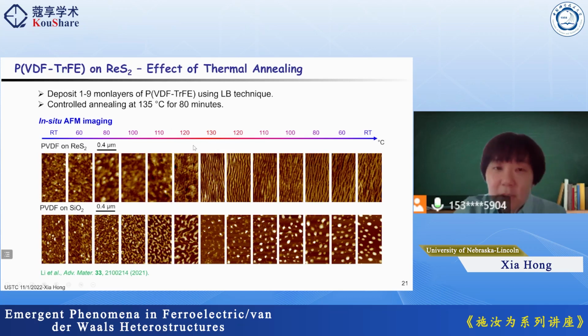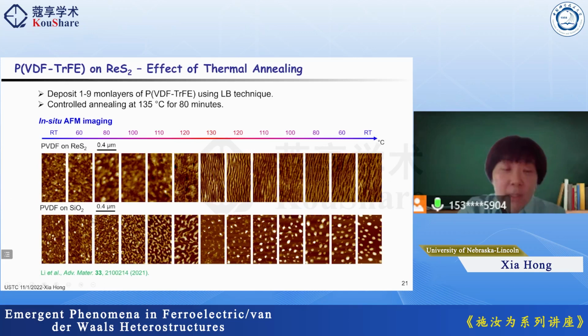But when the sample is heated at 120 Celsius, you can see that it becomes very textured. We see small segments of texture that are either along the vertical or horizontal direction. And when we further heat it to 130 degrees, we see well-ordered, close-packed nanowires forming. And when we cool down the sample, this nanowire structure is still stable.